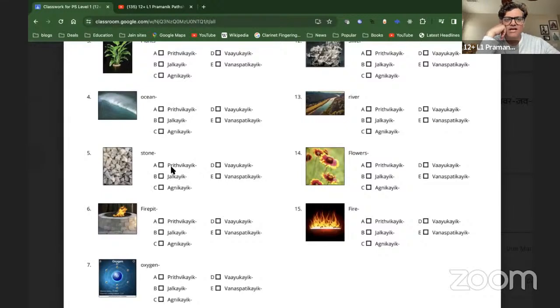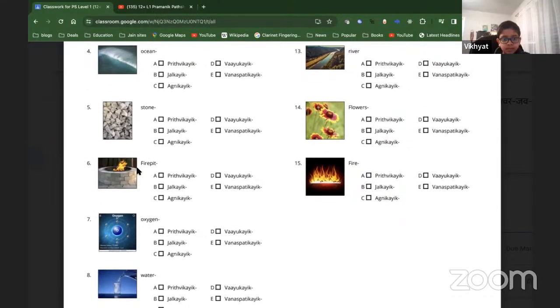I just told you guys. Prithvi means earth. Yes, Prithvi Kaik. What is the word for stone? Prithvi Kaik jeeves, है ना? What is fire pit? Fire in the fire pit is Agni Kaik, correct?